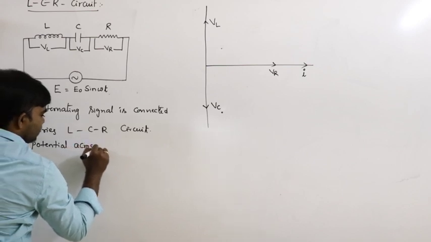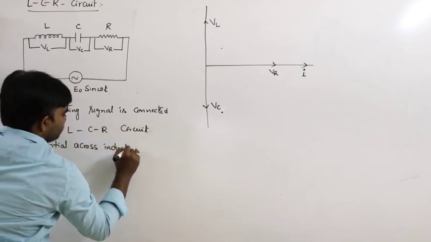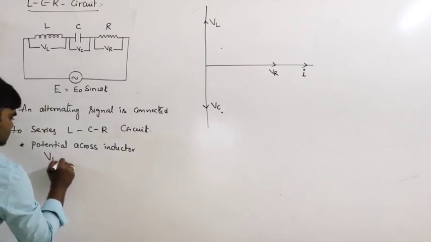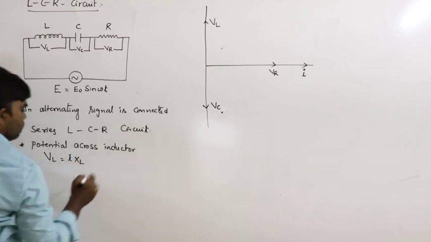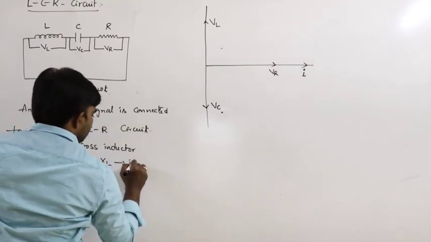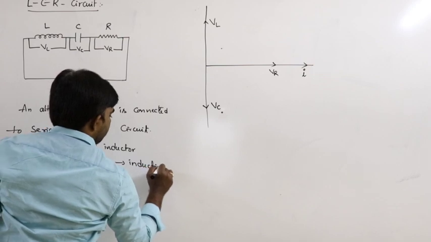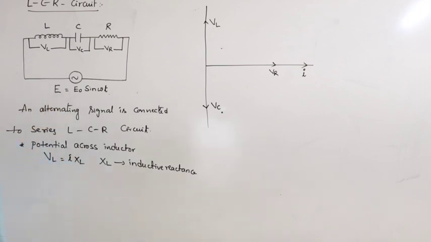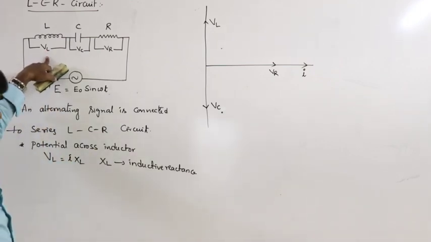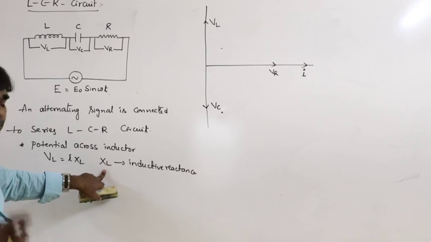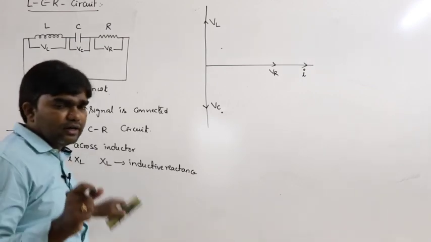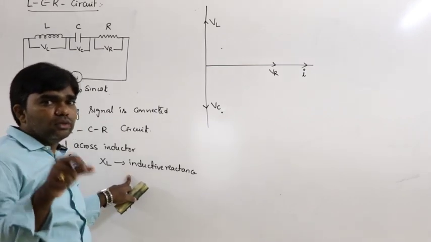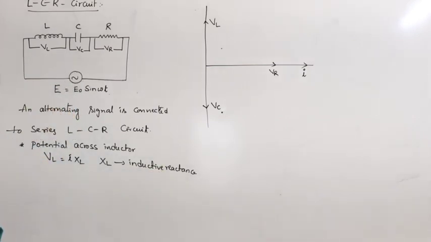First case, potential across the inductor. What is the potential across the inductor? VL is equal to I into XL, where XL is called inductive reactance. So that is the potential across the inductor. What is XL? The opposition offered for the flow of electric current through the inductor, that is called inductive reactance.